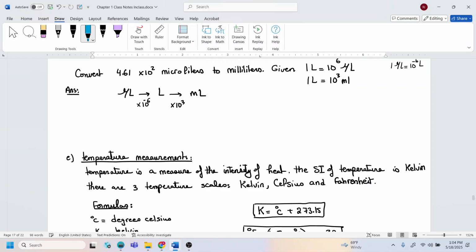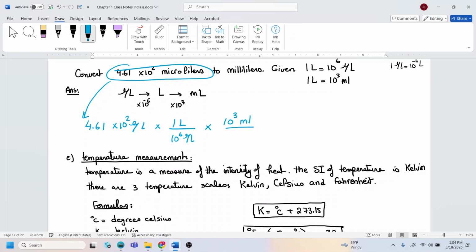So starting with 4.61, this is your starting number. So I'm starting with this. Always start with the given, times 10 to the 2 microliter. When I change that into a liter, I know that 1 liter is 10 to the 6 microliters. And then I want to change the liter into a mil by knowing that 10 to the 3 milliliter is equal to 1 liter. This way I'm going to cancel the liter, cancel the microliter, and be left with just the mils, which is 4.61 times 10 to the minus 1 mils.